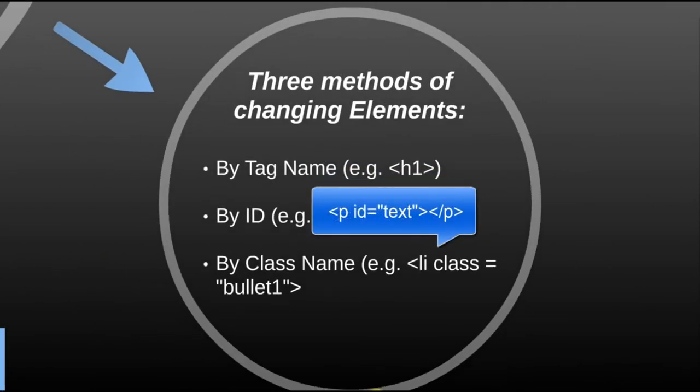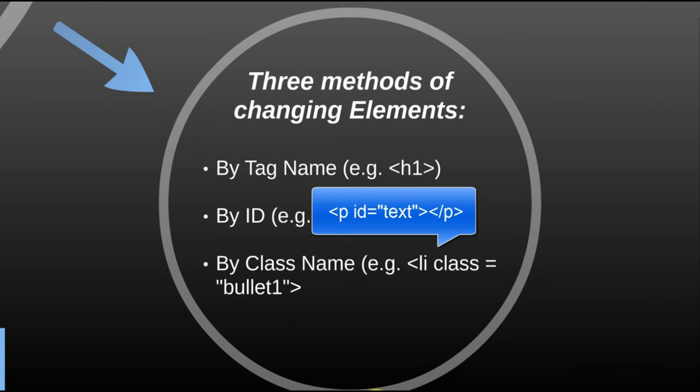We can specify which elements to update or change on an event using three methods. First, we can use the tag name. Say, for example, we wanted to change all the text contained within h1 tags to red. In this case, we would specify the h1 tags in our JavaScript. If we wanted to change a specific element, we can refer to it using an ID.